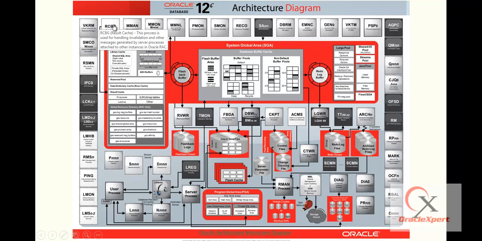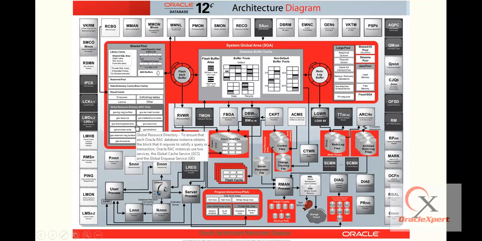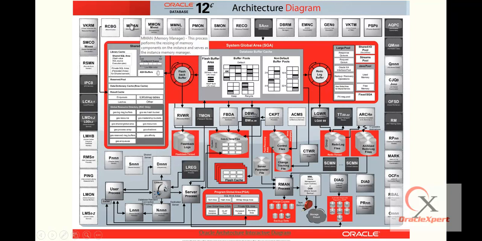But let's get started from VKRM. The virtual scheduler for resource manager, VKRM, manages the CPU scheduling for all managed Oracle processes. The process schedules managed processes in accordance with an active resource plan.